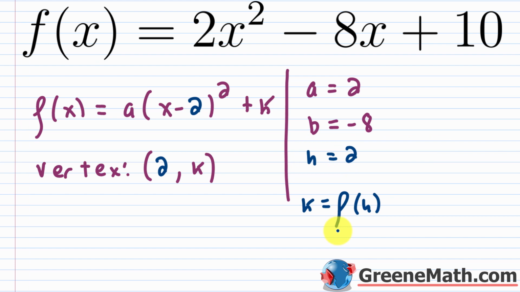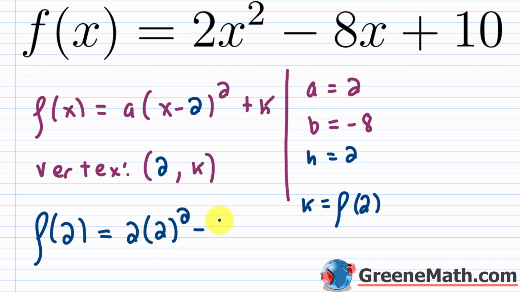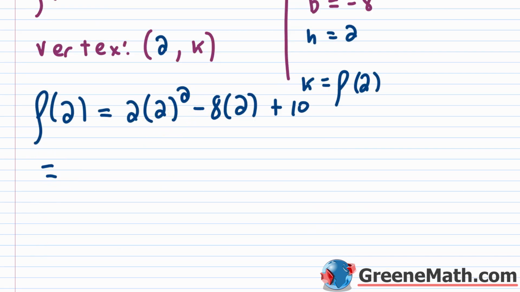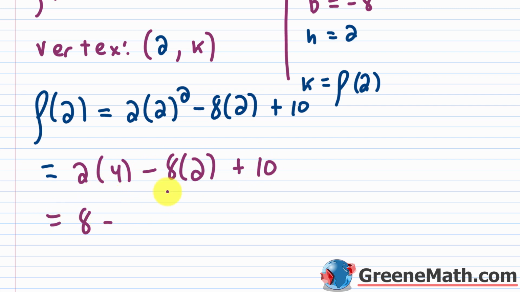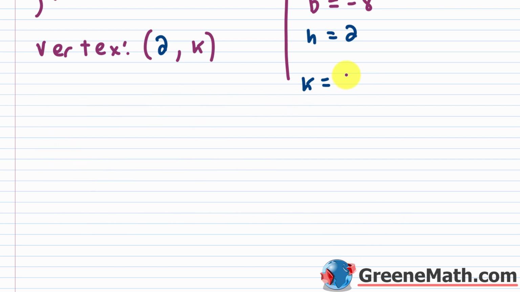And k is f of h. So that means it's f of 2. So you're just going to take f of 2 and say this is equal to 2 times 2 squared minus 8 times 2 plus 10. This is equal to, 2 squared is 4, so this would be 2 times 4 minus 8 times 2 plus 10. 2 times 4 is 8, and then minus 8 times 2 is 16, and then plus 10. Well, 8 minus 16 is negative 8, so you have negative 8 plus 10, which is positive 2. So let me get rid of this, and we'll say k is also equal to 2.